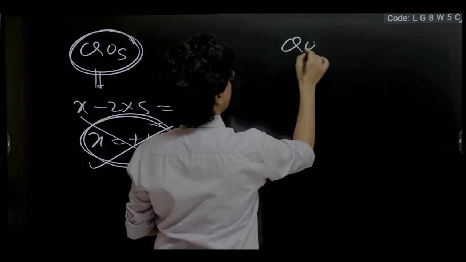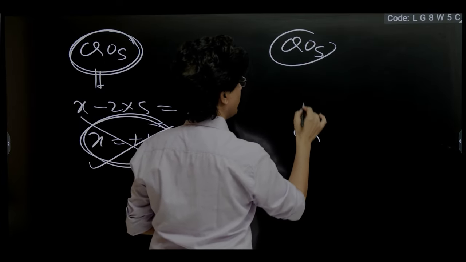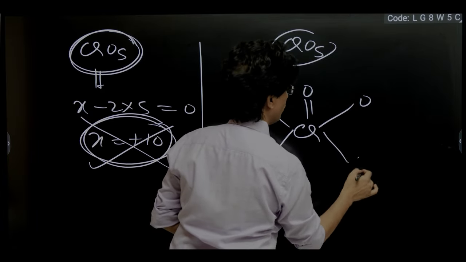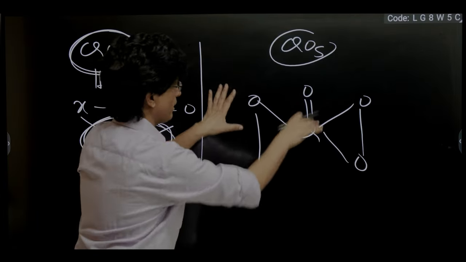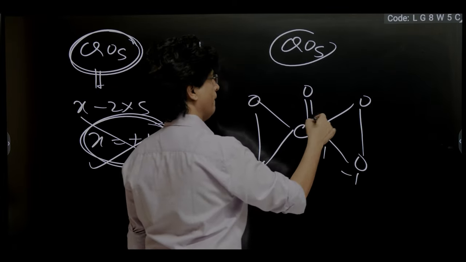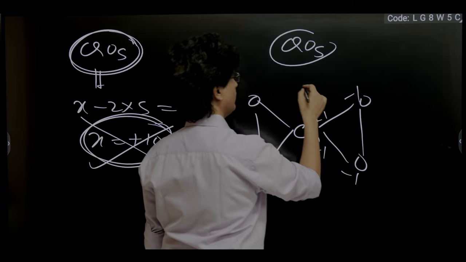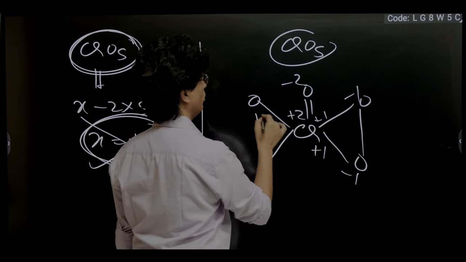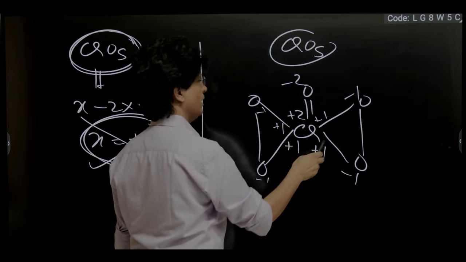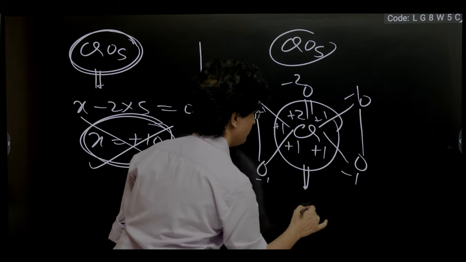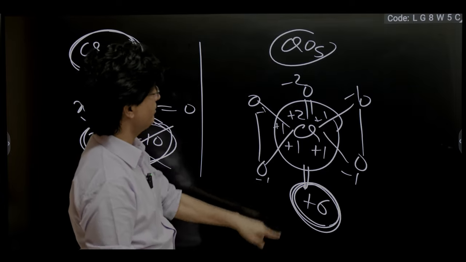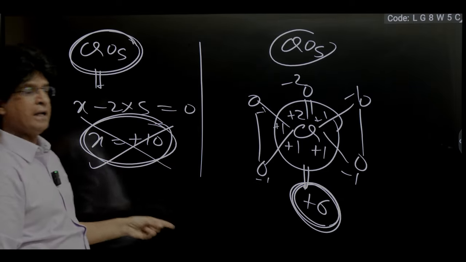So CrO5, the structure is actually Cr double bond O, and O, O, and O-O. It is called a butterfly structure. Each bond: minus 1 plus 1, minus 1 plus 1; two bonds minus 2 plus 2; single bonds minus 1 plus 1, minus 1 and plus 1. If you add them up, you will get plus 6, which is allowable for chromium.